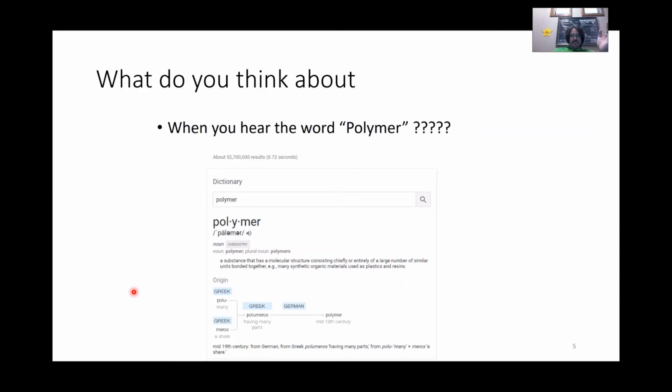What's nice is it has the Greek word polu, which means many. So poly for us is many, and mers, well, mers or something else. So we'll get to what a mer is. Anyway, it has the Greek going into the German mid 19th century word for polymer. Notice it says mid 19th century. I think that may be slightly incorrect, and I'll tell you why here in a little bit.